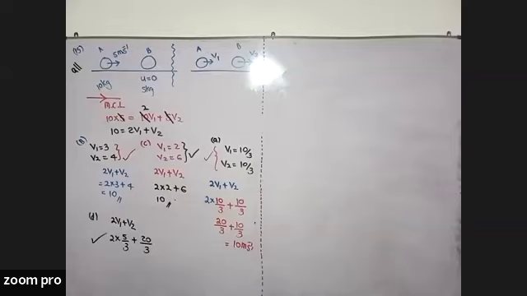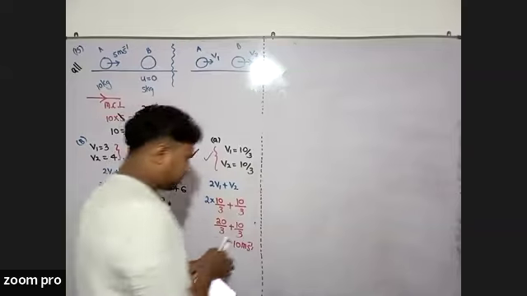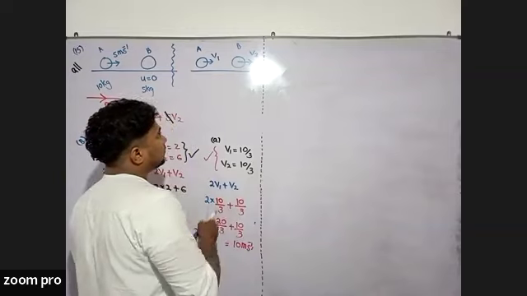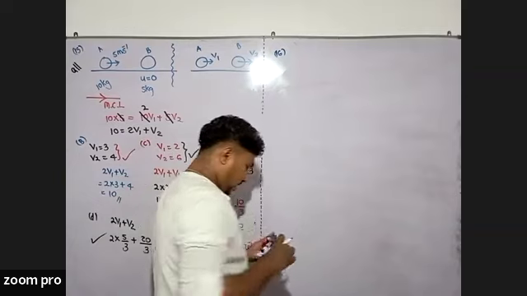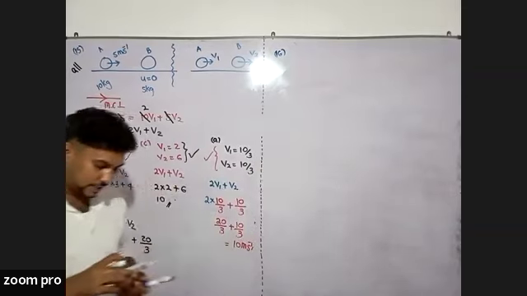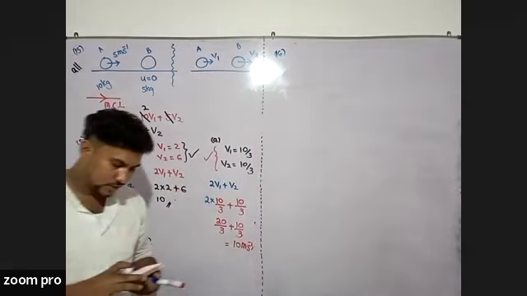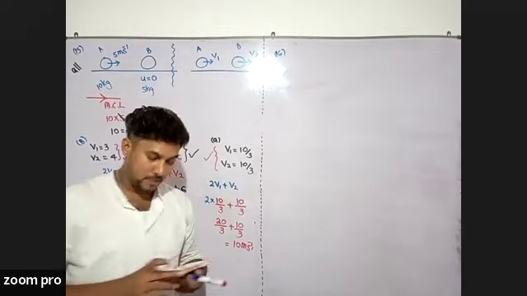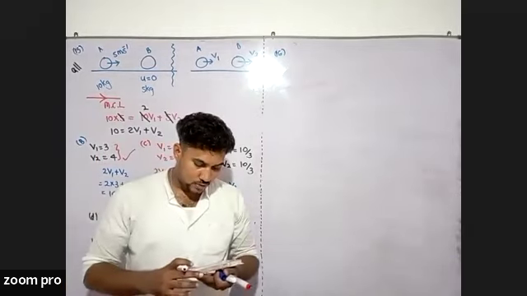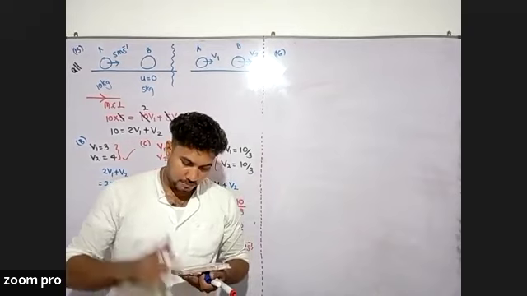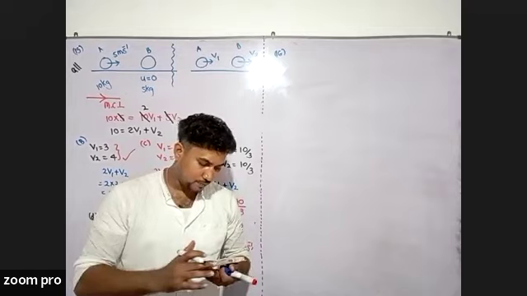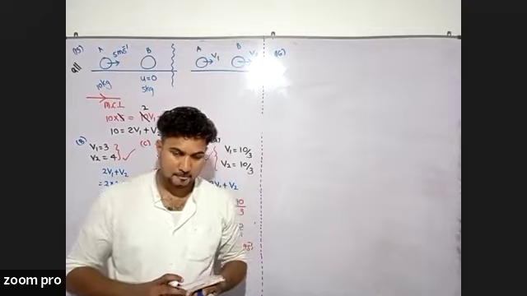Okay. In the 16th question, a uniform straight rope of length L is placed on a smooth horizontal table. Force F is applied to one terminal of the rope. The tension at a point which is x distance from the other terminal is. Right.